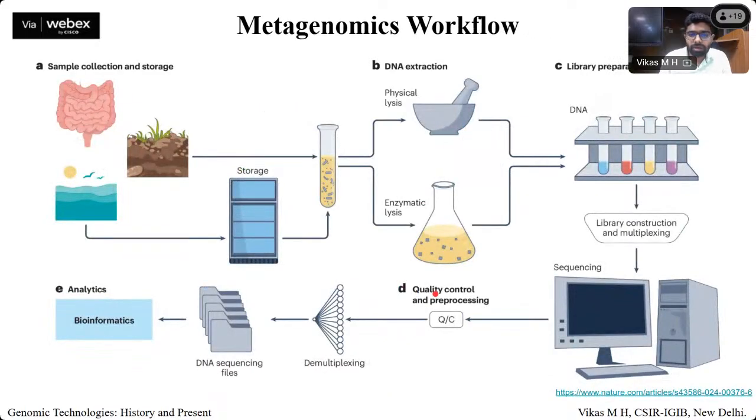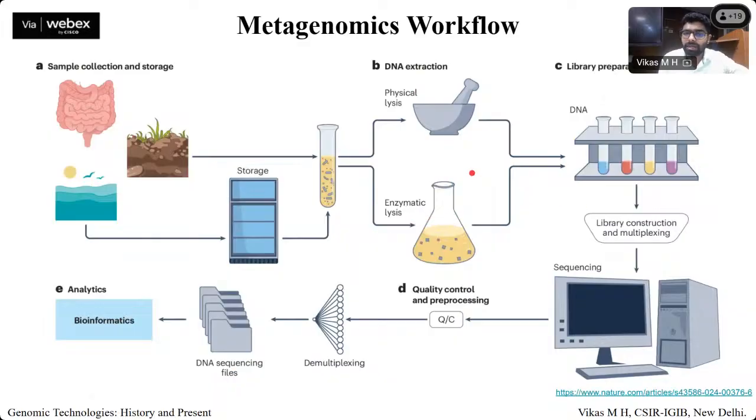So how does one do these things? When you look into the metagenomic workflow, whenever you collect a sample, you can store it immediately at lower temperatures, and then once you get to the lab, you can isolate the DNA by subjecting the sample to physical lysis or enzymatic lysis, depending on the material you have taken.